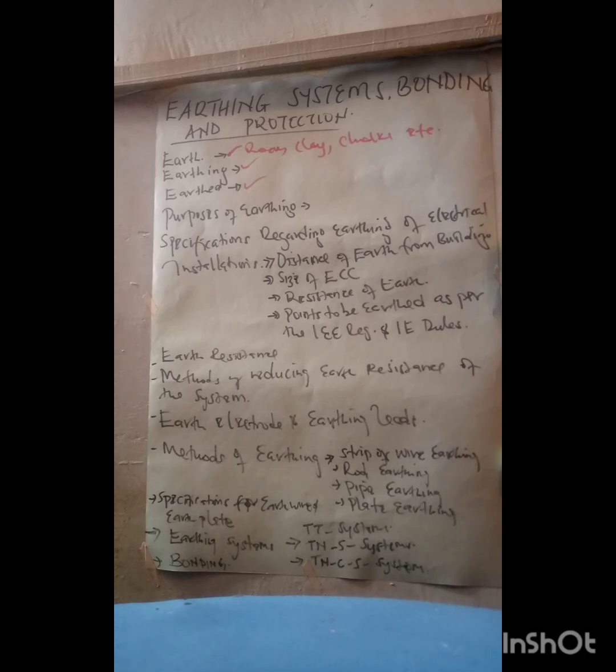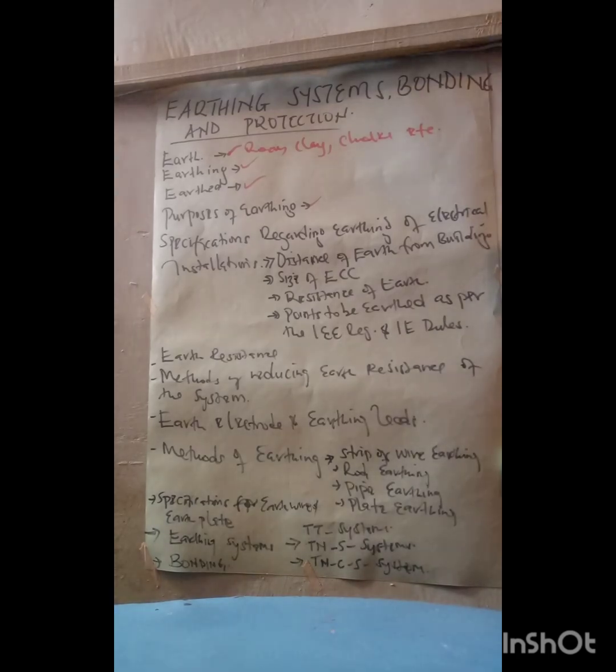So let's look at the purposes of earthing. One is to ensure that no current carrying conductor rises to a potential with respect to the general mass of earth than its designed insulation. I say one purpose of earthing is to ensure that no current carrying conductor rises to a potential with respect to the general mass of earth than its designed insulation.